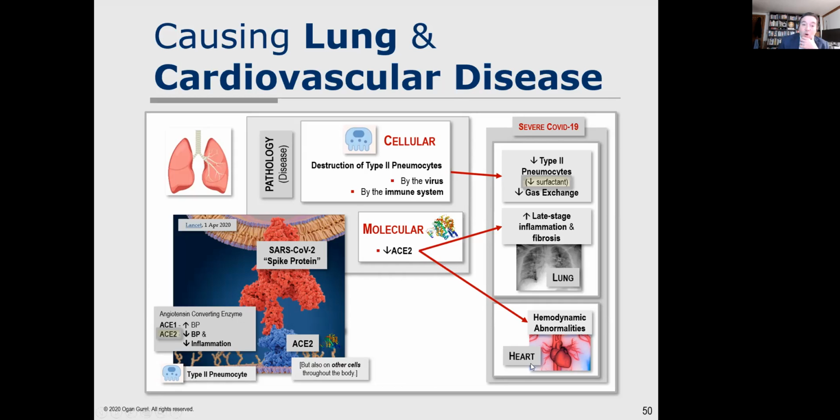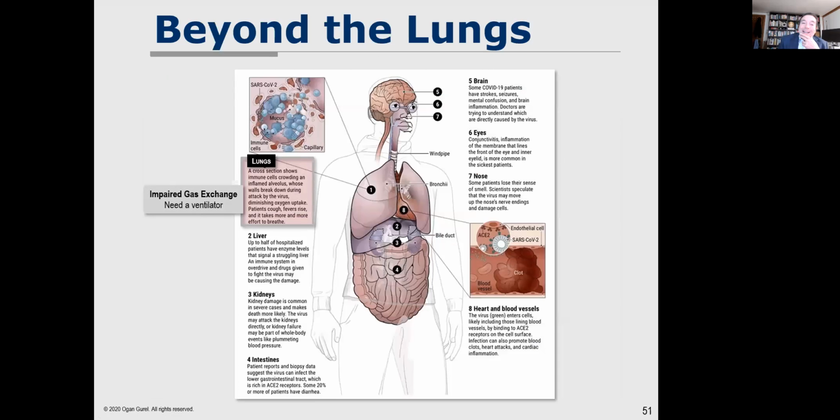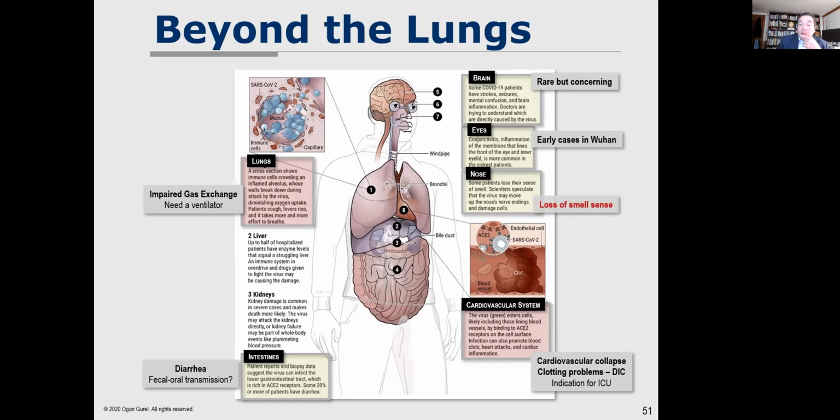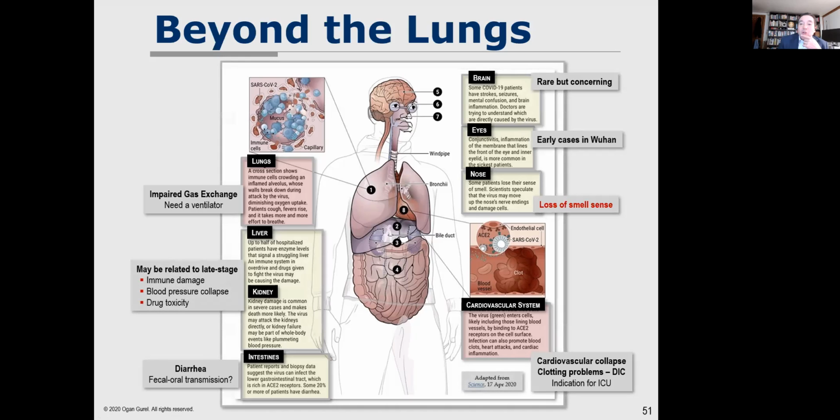Now, obviously, not all people infected get this. And the very open question is who gets that? And we know there are risk factors related to hypertension, cardiovascular disease, obesity, and respiratory disease that predispose to the development of severe COVID-19. But it's also beyond the lungs because there are ACE2 proteins in many other cells. So we talked about the lungs with the cardiovascular system, but you also have the intestines, the eyes, early cases in Wuhan, the brain, nose, loss of smell sense is very prominent, and also late stage disease in the liver and kidney.